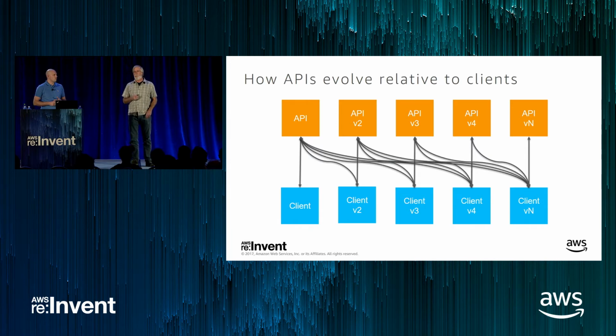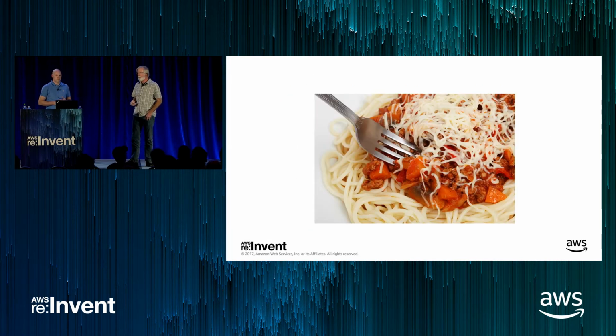So we have a word in technology for this. It comes to us from the Italian. This means difficult to reason about: spaghetti. And you may see this a little bit in the future as well.